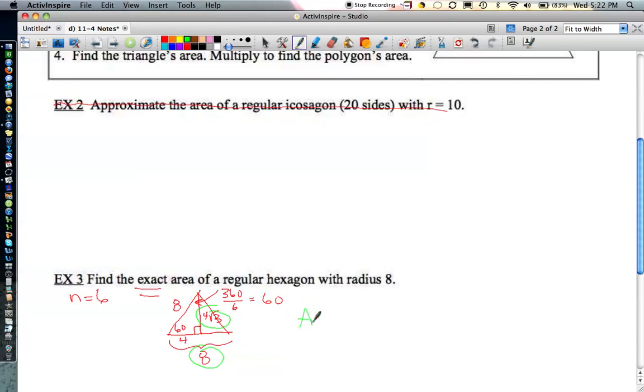The area of the entire hexagon is equal to 6 times the area of one triangle. The area of one triangle is 1/2.